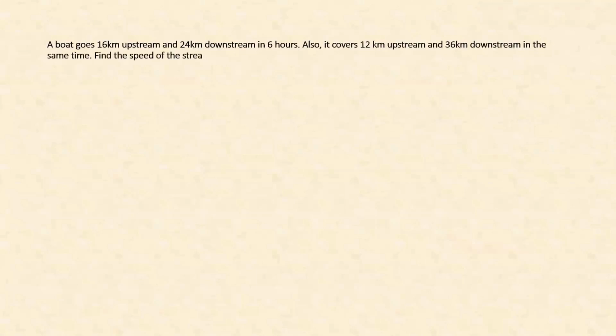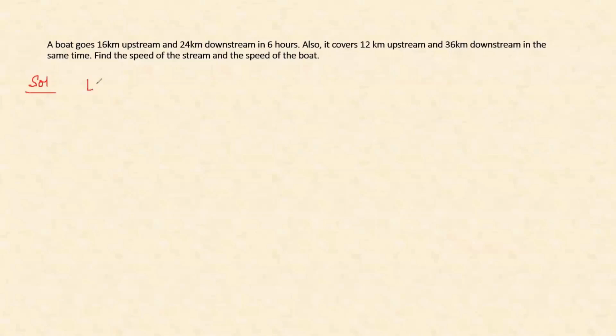Now, a boat goes 16 km upstream and 24 km downstream in 6 hours. Also, it covers 12 km upstream and 36 km downstream in the same time. Find the speed of the stream and the speed of the boat. Now, you see there are two conditions given. The first condition is when the boat is going 16 km upstream and 24 km downstream in 6 hours, and 12 km upstream and 36 km downstream in the same time.